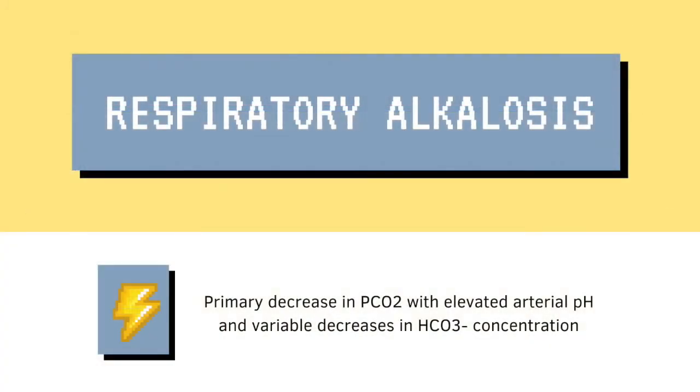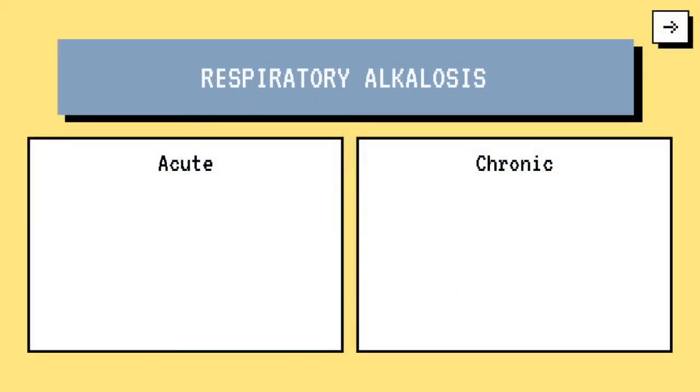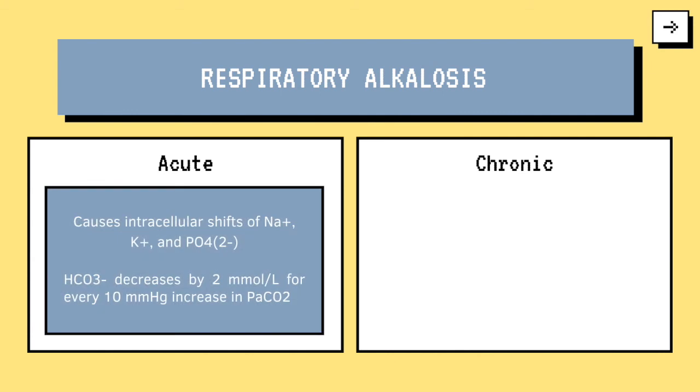For the last acid-base disorder, we have respiratory alkalosis, which is the primary decrease in carbon dioxide with elevated pH and variable decrease in bicarbonate concentration. This is common during mechanical ventilation. Acute respiratory alkalosis causes intracellular shifts of sodium, potassium, phosphate, and reduces calcium by increasing the protein-bound fraction. Bicarbonate drops by 2 millimoles per liter for every 10 mm mercury decrease in partial carbon dioxide.